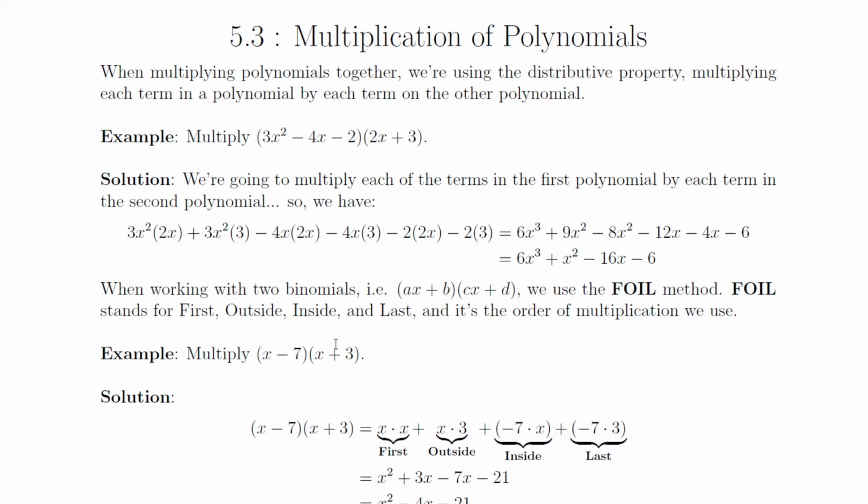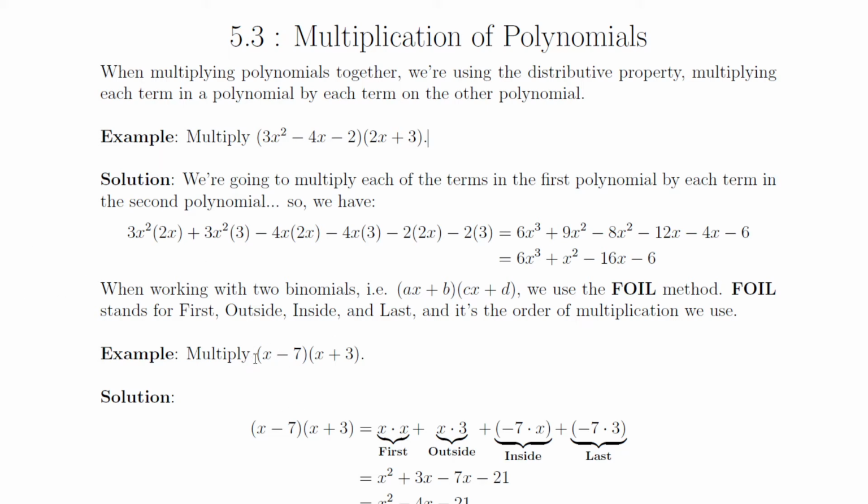Well, FOIL is one of those things that we are going to talk about. The FOIL method, it's kind of a mnemonic. It's a way for us to determine the order of multiplication and adding when we are looking at something that has a binomial times a binomial. In other words, something with two terms times something else with two terms.